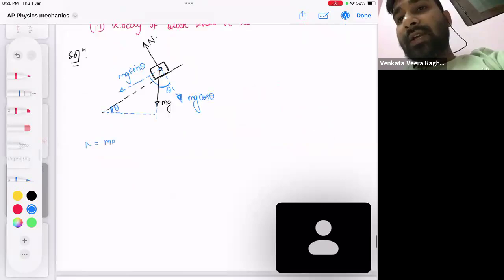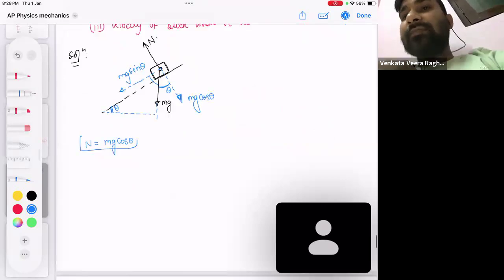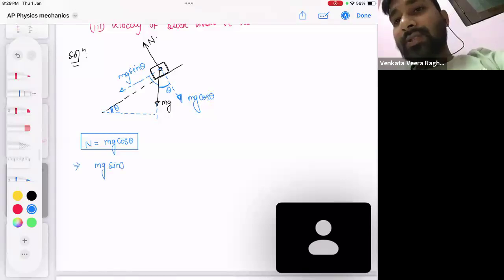So if you write the equation, N will be equal to mg cos theta from the equilibrium of the block. And what will mg sin theta do? Mg sin theta will be equal to mass into acceleration. So what is the acceleration we are getting?